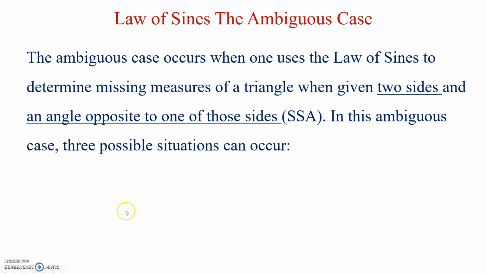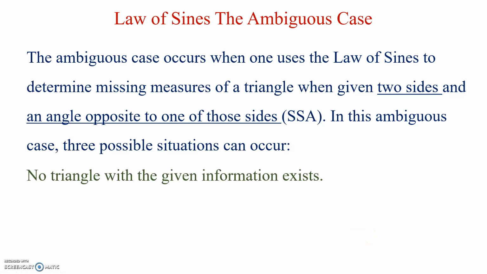The ambiguous case occurs when one uses the law of sines to determine missing measures of a triangle when given two sides and an angle opposite to one of those sides. Back in geometry, that was called SSA, side-side angle. In this ambiguous case, three possible situations can occur.